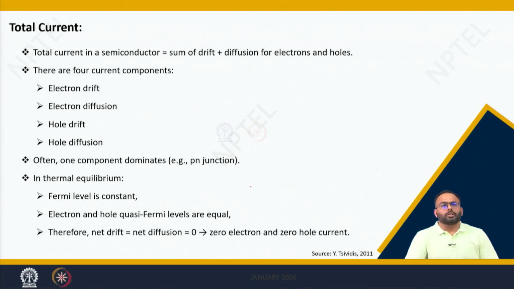So all in all, the total current in the semiconductor can be given by the sum of the drift current as well as the diffusion current. In general, we have four components of the current: electron drift, electron diffusion, hole drift and hole diffusion, which we will see in our next lecture when we talk about the p-n junction diode.